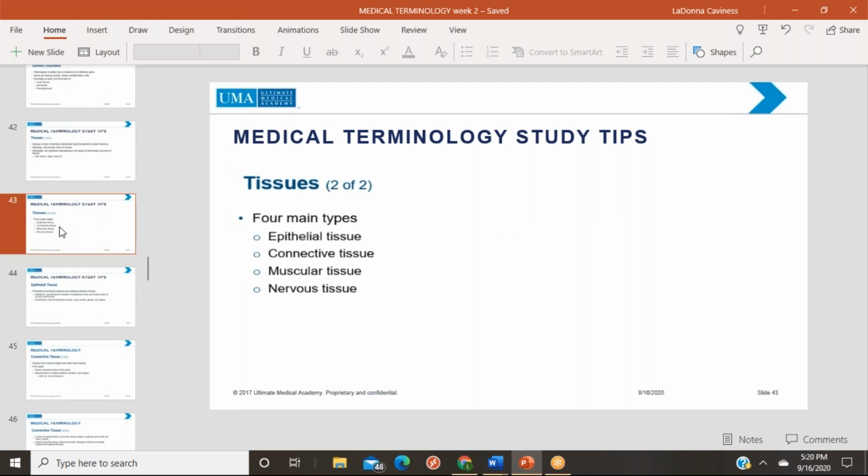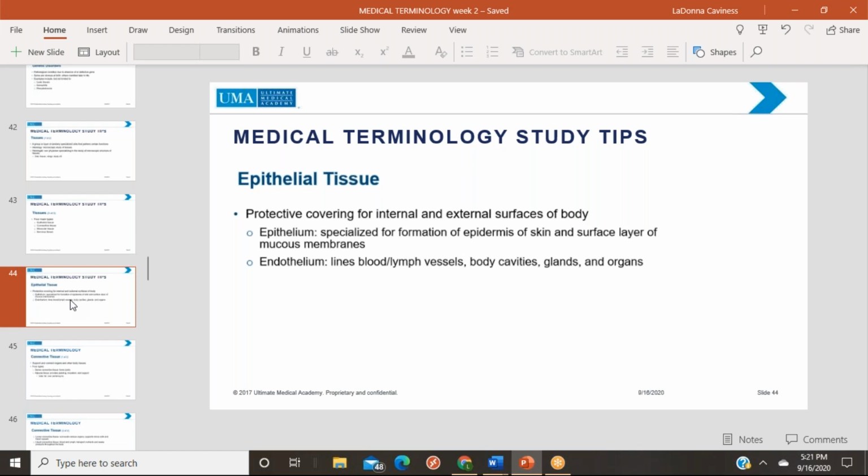Okay, tissues. There are four main types: epithelial tissue, connective tissue, muscular tissue, and nervous tissue. Those are the four main types of tissue. Epithelial tissue protects, covering interior and exterior surfaces of the body. Epithelial specializes for formation of the epidermis of the skin and surface layer of mucous membranes. Endothelium lines the blood and lymph vessels, body cavities, glands, and organs.